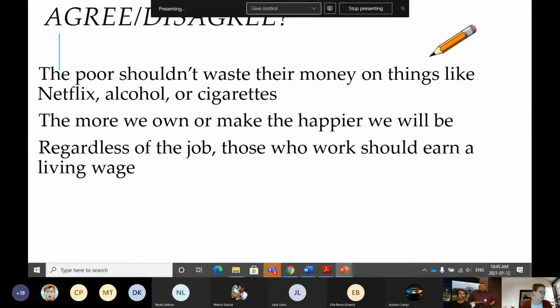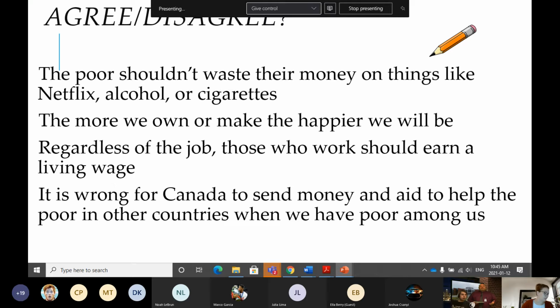So make sure you notice the wording: regardless of the job. So no matter what the job is, people should be able to earn a living wage. Okay, so probably lots of agreements. One disagree. All right, look at you guys. Depends on the job.